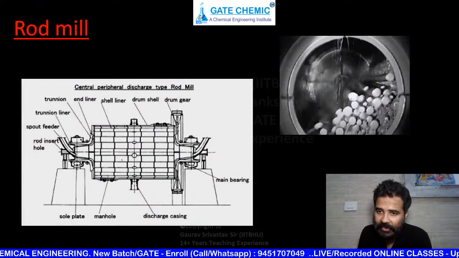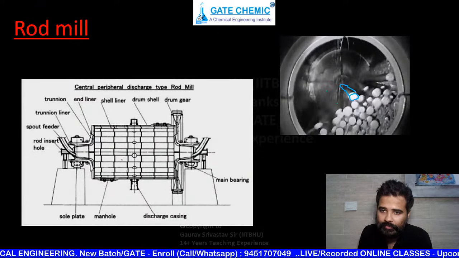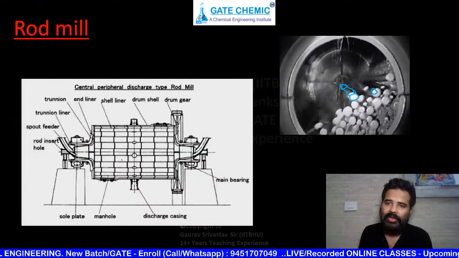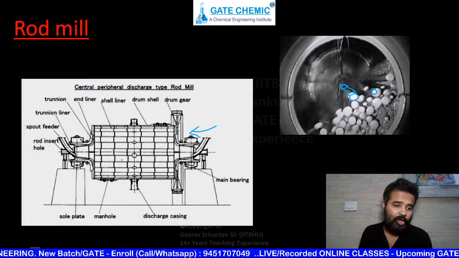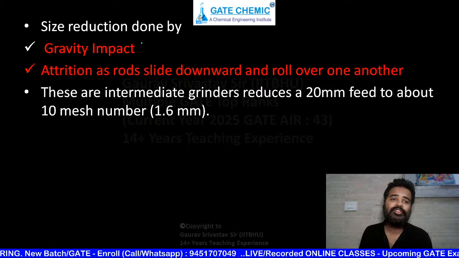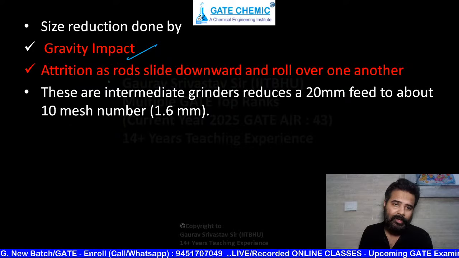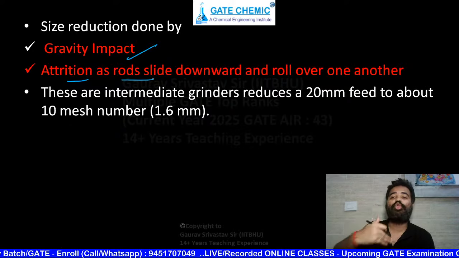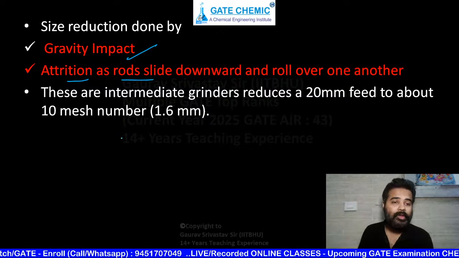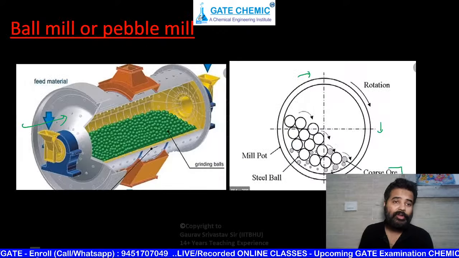In rod mill, see, these are rods, many rods are there, and that is available here. From this side you are seeing, so this is rod mill, nothing special. Reduction is done by gravity impact, no need to write. Attrition is also there when rods slide and roll over. Size is also not important.